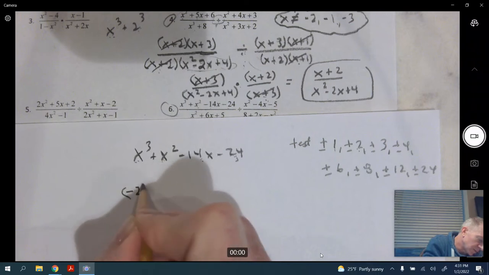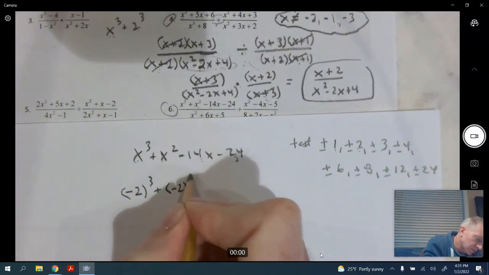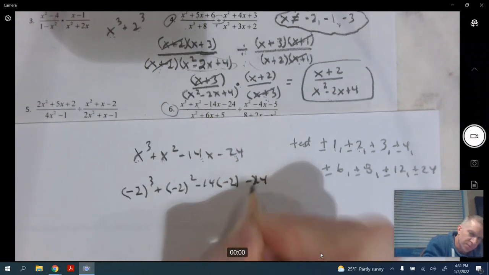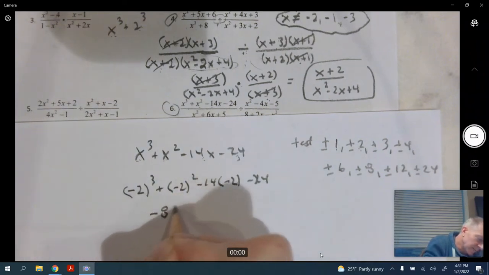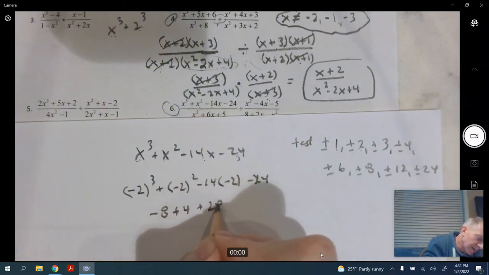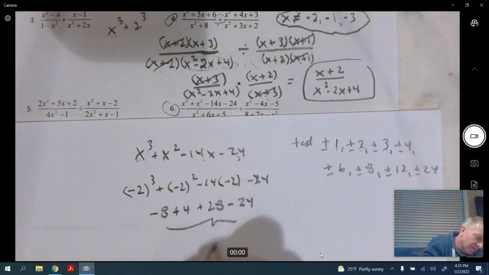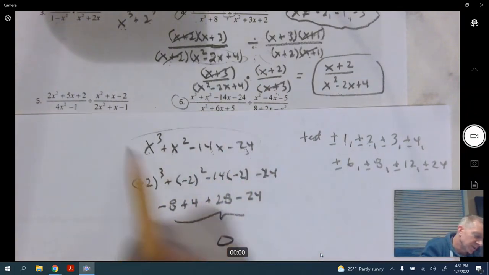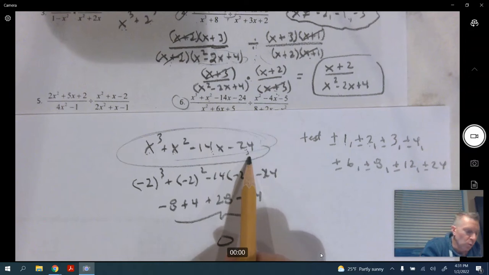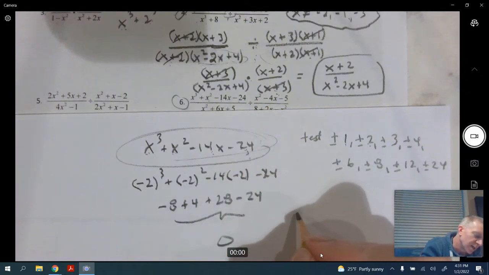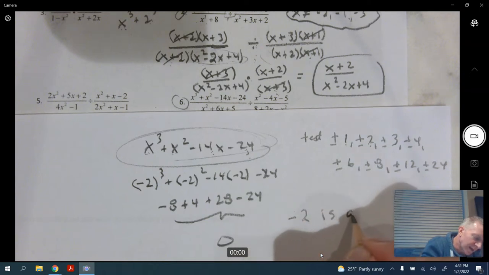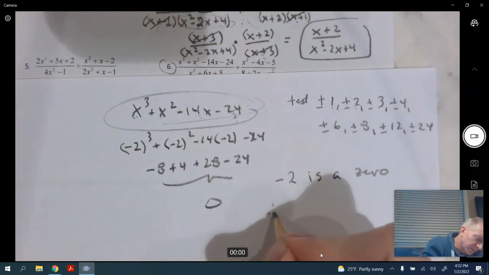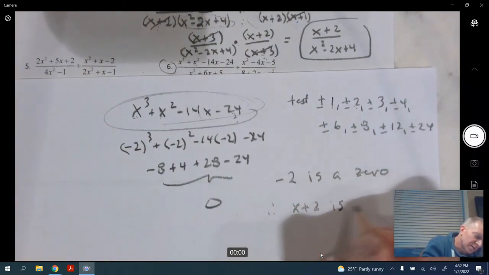So negative 2 cubed plus negative 2 squared minus 14 times negative 2 minus 24. That's negative 8 plus 4 plus 28 minus 24, and that in fact does give us 0. So that means negative 2 makes this polynomial 0, which means we'll say negative 2 is a 0 of this polynomial. Therefore, x plus 2 is a factor.